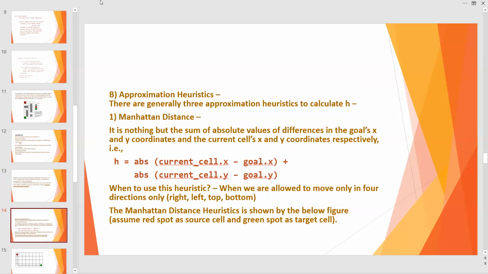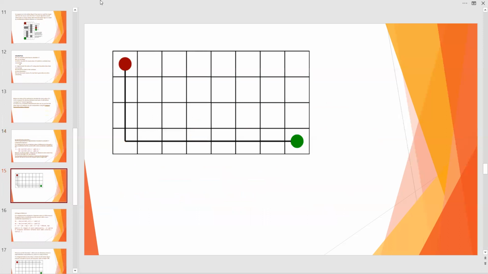That is, H equals ABS(current cell.x minus goal.x) plus ABS(current cell.y minus goal.y). When to use this heuristic? When we are allowed to move in only four directions: right, left, top, bottom. The Manhattan distance heuristic is shown by the figure below.